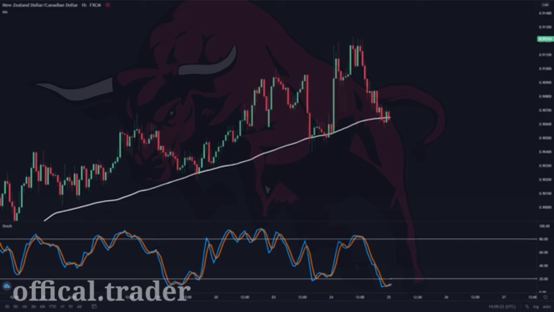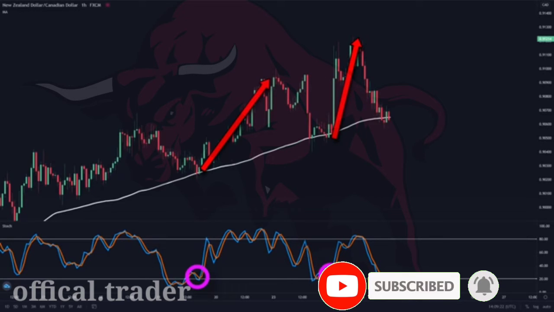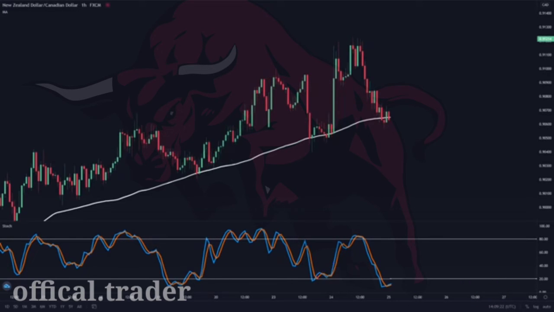Every time prices went down to the moving average, while the stochastics is at oversold, the price tends to reverse back up. So now, as we look at the current price, you can see that it is back at the support line, while the stochastics is at oversold. So this is a good opportunity to take a buy position.